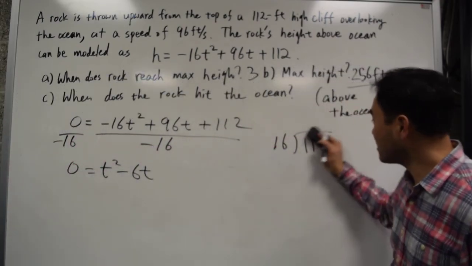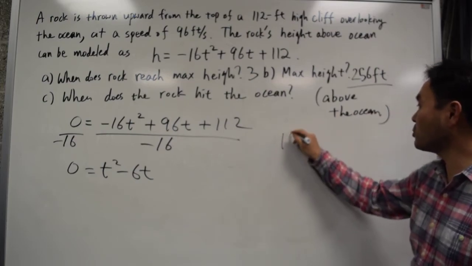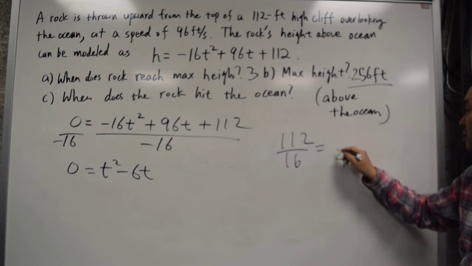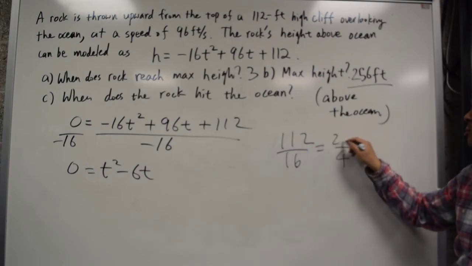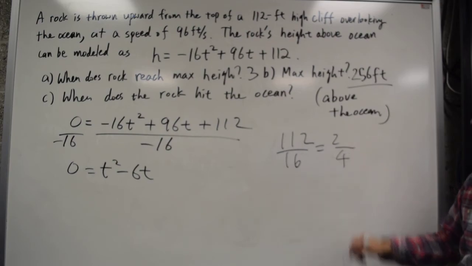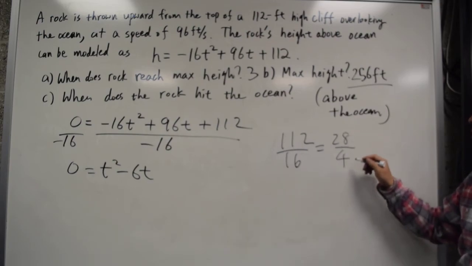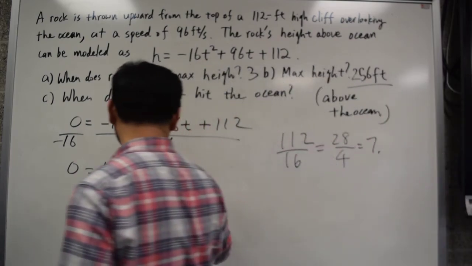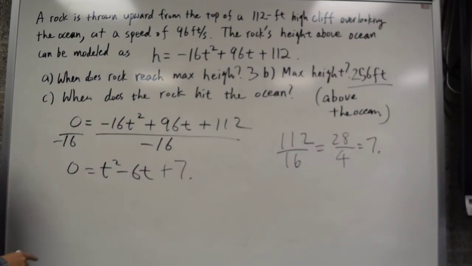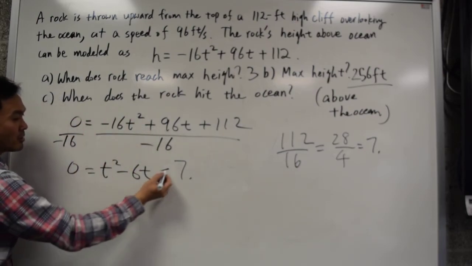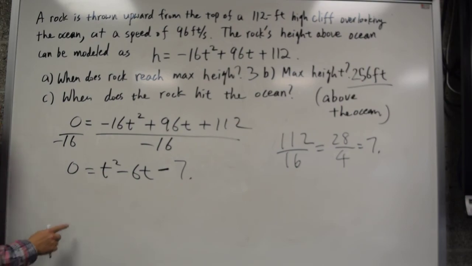You know what? Let's not do it this way. 112 over 16, divide top and bottom by 4. That's 28 over 4, which is 7. So if you divide by negative 16, it should be negative 7. I was about to change that. Thank you.